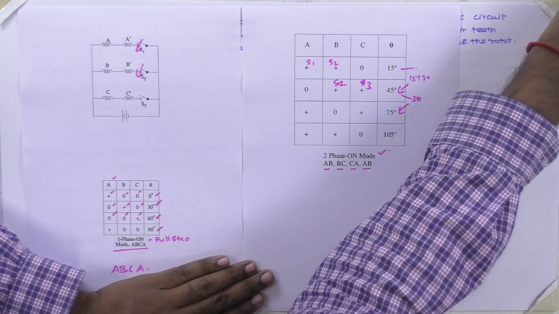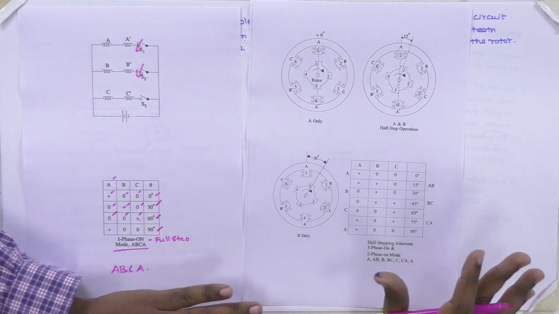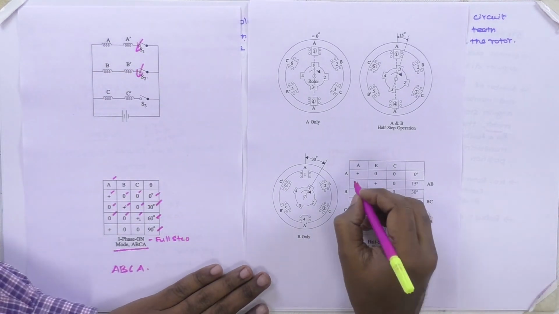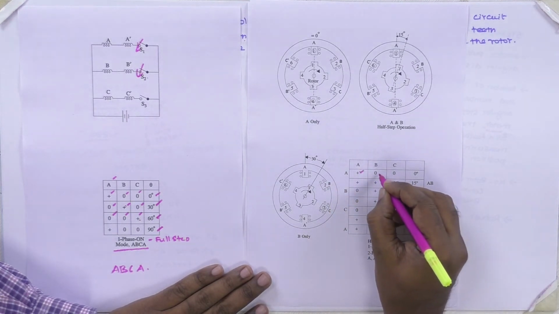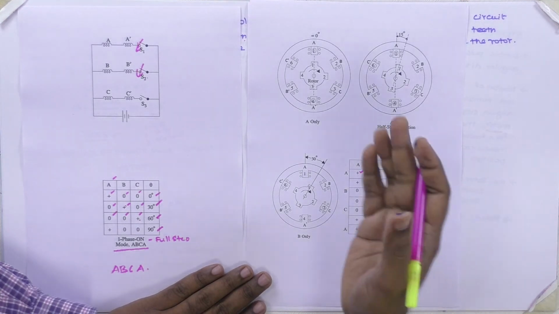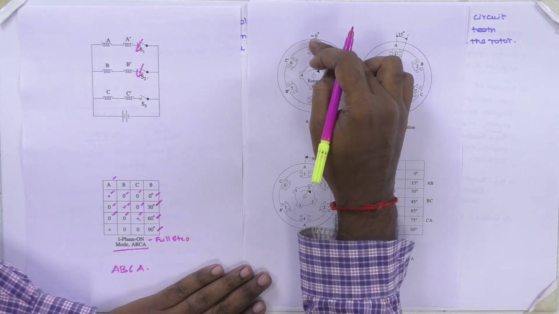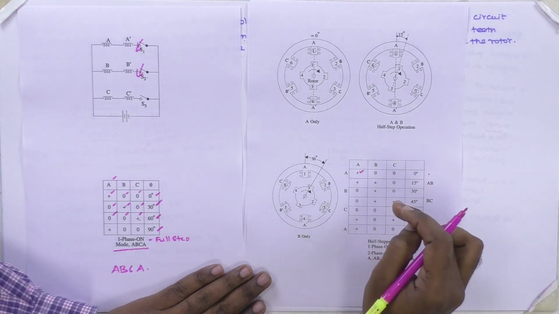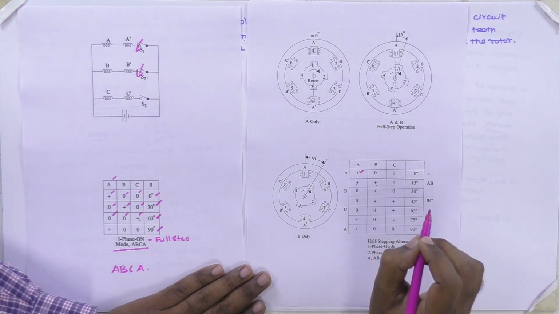And the next one is half step operation. Half step operation is a combined mode of the one phase on mode and the two phase on mode. So initially A is on, that is switch S1 is closed, B is open and C is open, that is S2 and S3 are open. Now rotor teeth 1 and 3 are aligned with stator A and A dash, and the angle of deflection is 0 degree. Then next we keep S1 on and also turn on S2, and S3 is open.